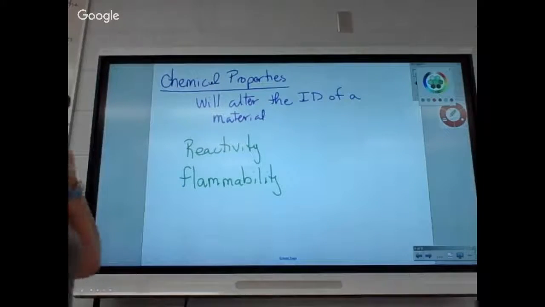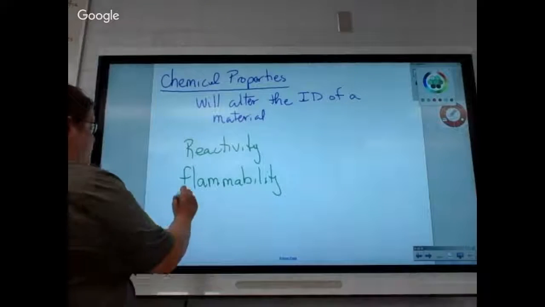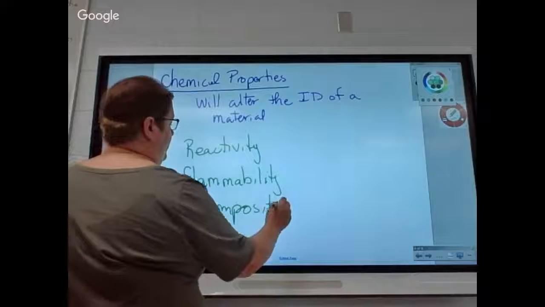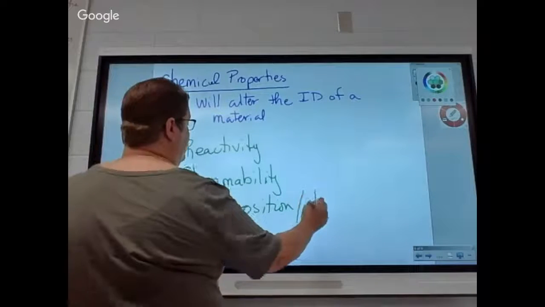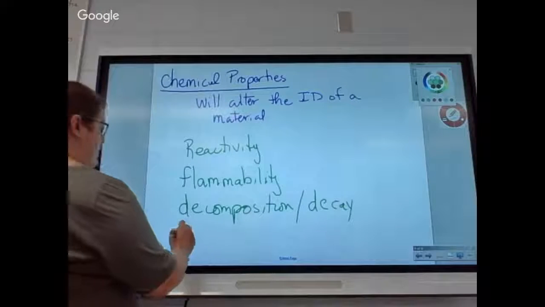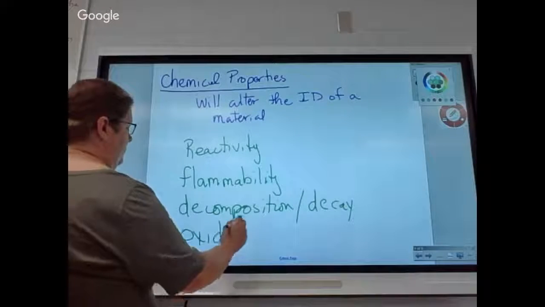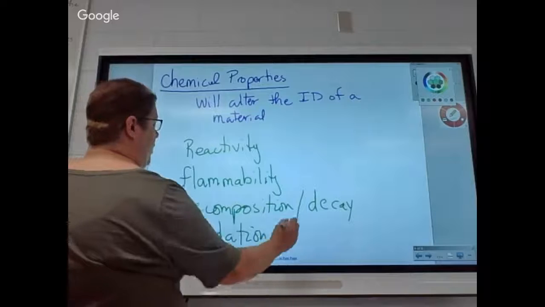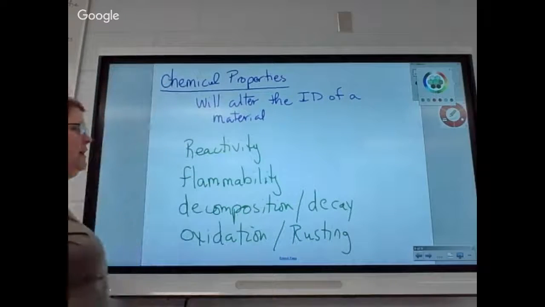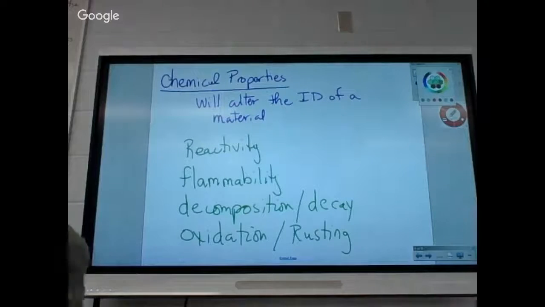All right, flammability. When you talk about decomposition, the ability to decay, any of those types of things, maybe oxidation. Oh yeah, I heard that word. Most of you would probably think of it as rusting. Any of those kinds of things would fall under chemical properties.